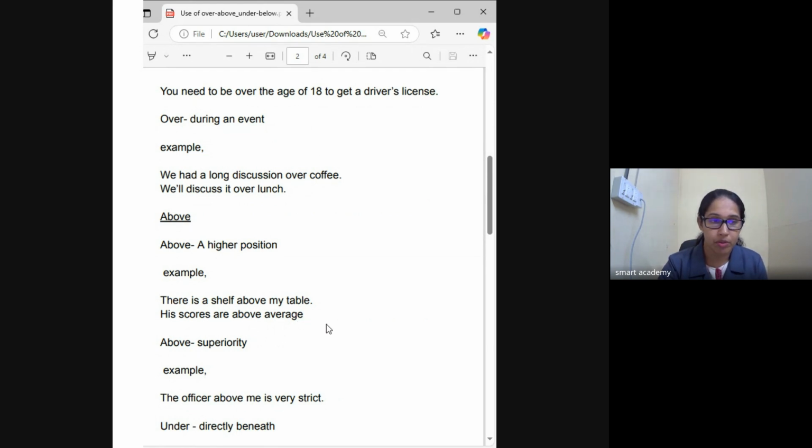There is a shelf above my table. His scores are above average. His performance is above average. Above means to show something is at a higher level, at a higher position. We can use the word above.